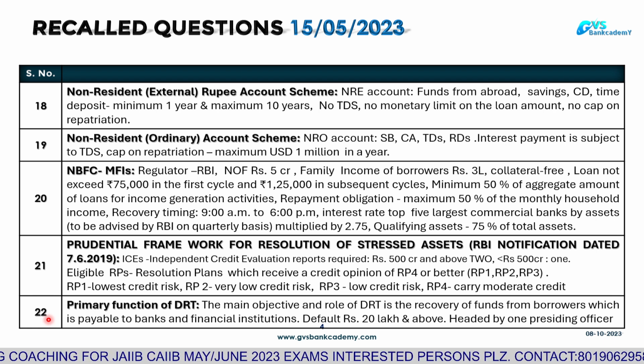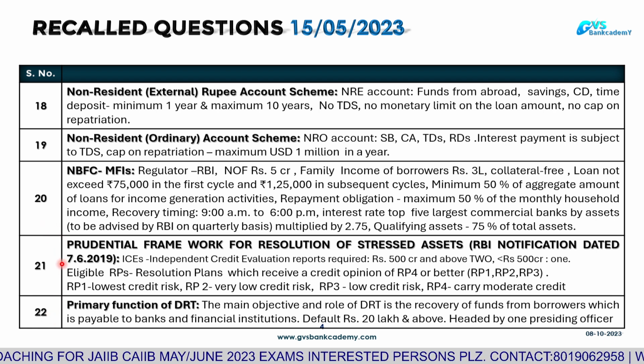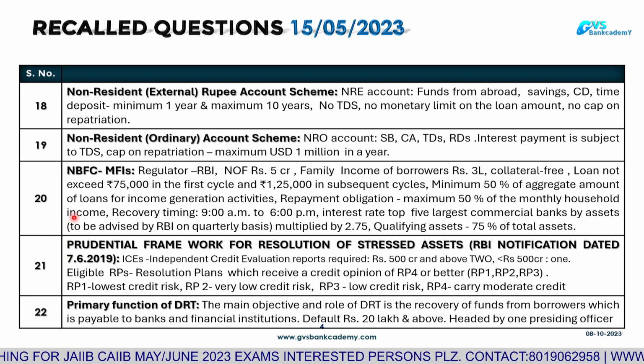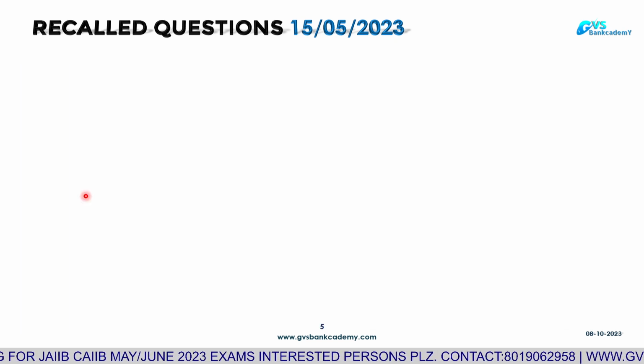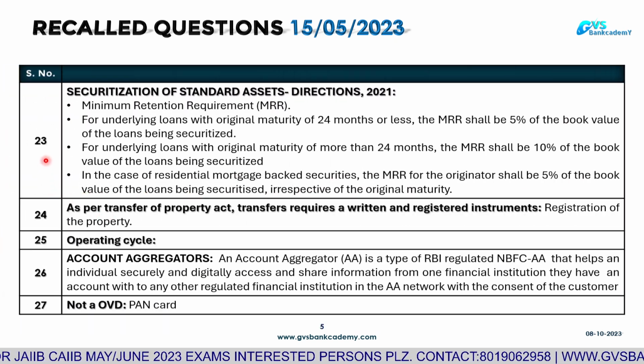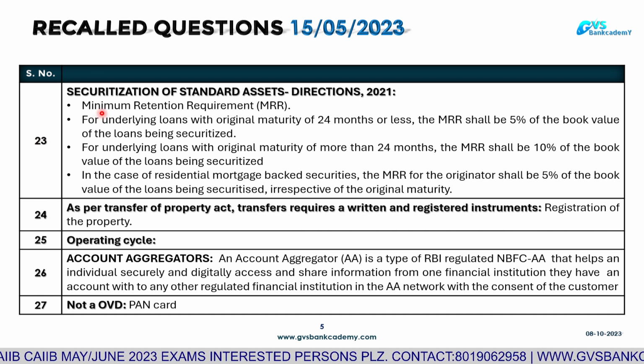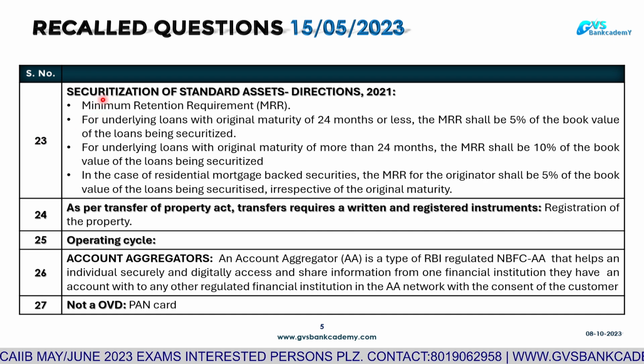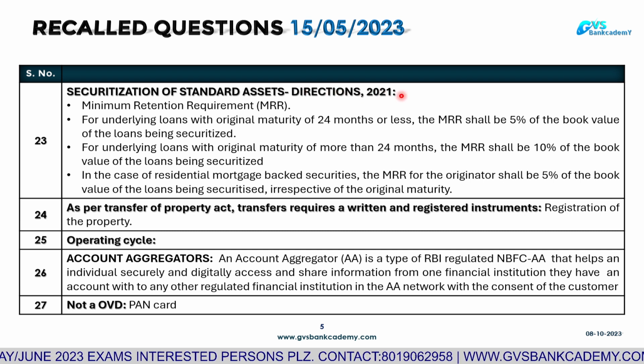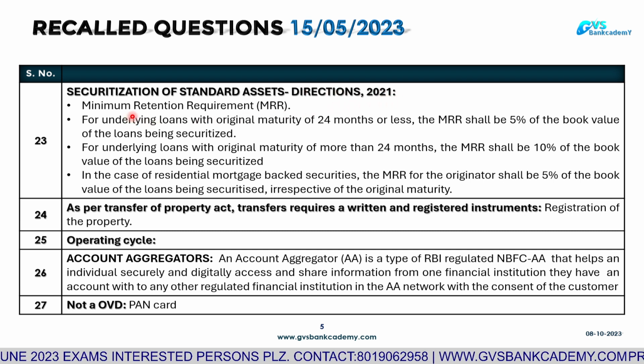This is question number 22. Questions 20 and 21 are very important. This is question number 23: securitization, sale, and transfer of standard assets. RBI Direction 2021, minimum retention requirement before sale of standard assets.